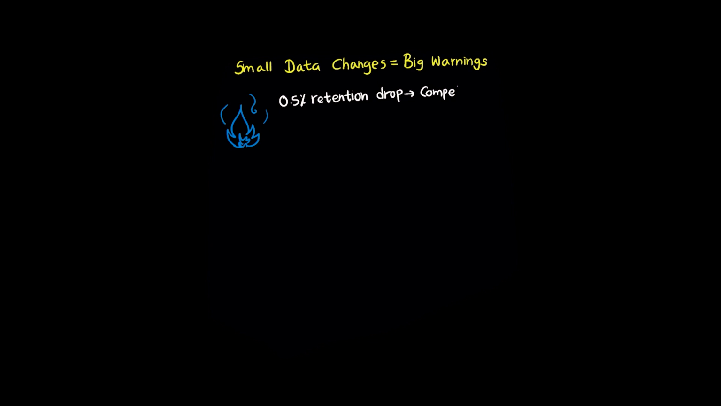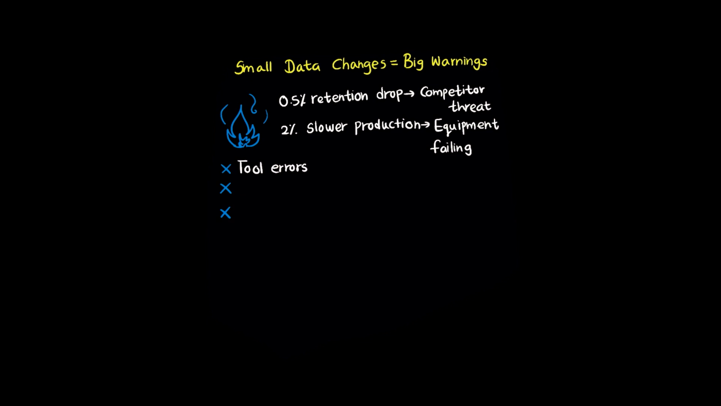In business, small changes in data can be like smoke before a fire, early warnings of significant problems developing. Quantitative analysis excels at detecting these subtle signals. A 0.5% drop in customer retention might seem trivial, but it could indicate emerging competitor advantage. A slight increase in production time might reveal equipment beginning to fail. These aren't measurement errors. Modern tools are quite accurate.